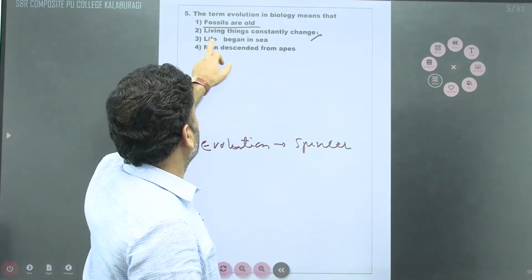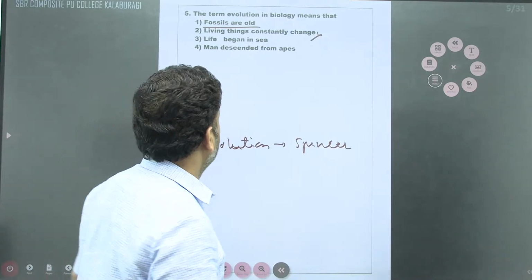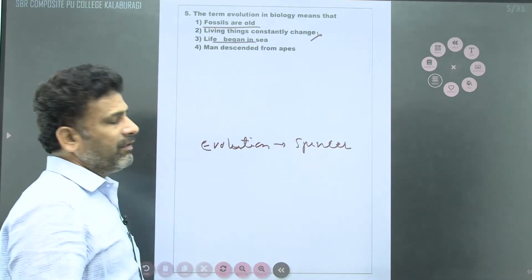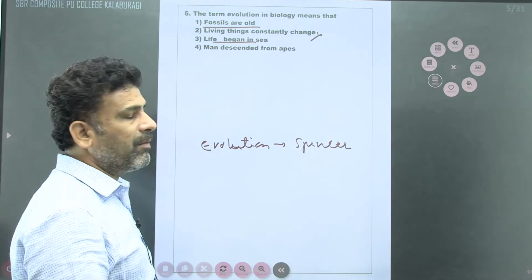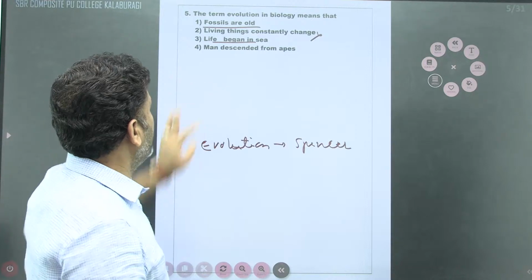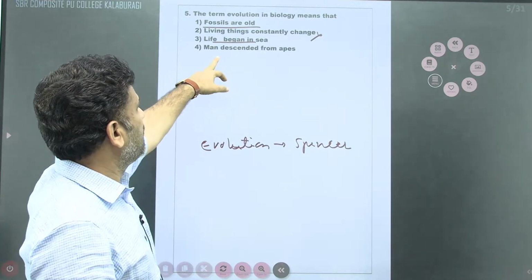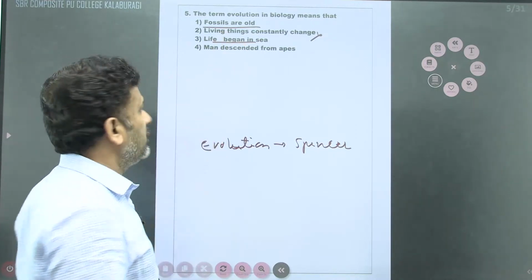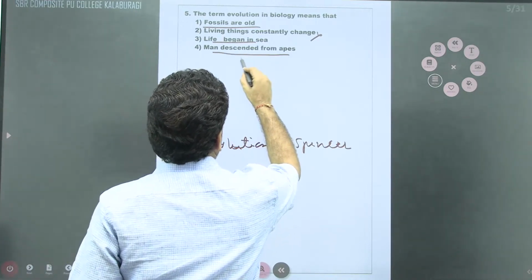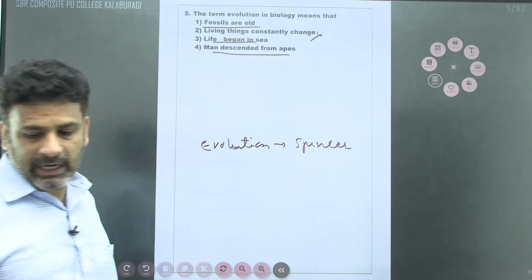Okay, then life began in the sea. Yes, life began in the sea, there is no doubt. The first life form arose on Earth's surface in an aquatic medium. But it is not the exact meaning of evolution. So that's why, man descended from the apes.